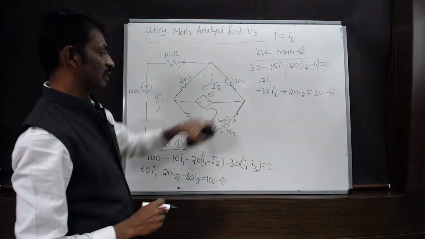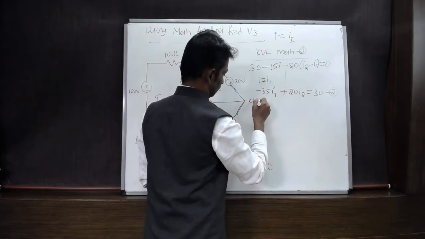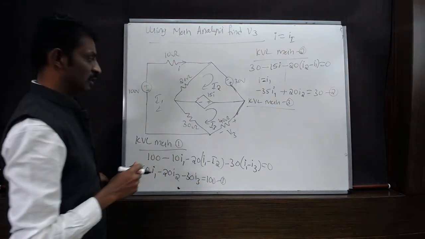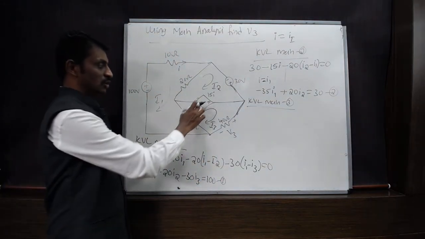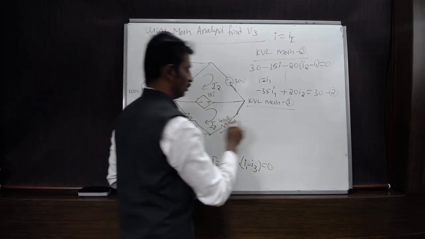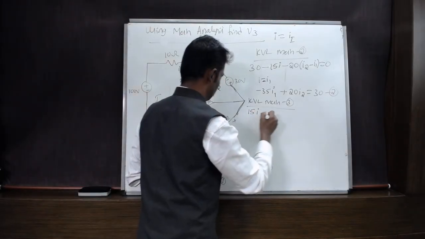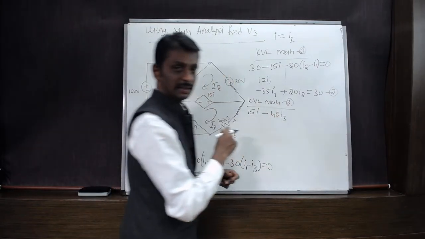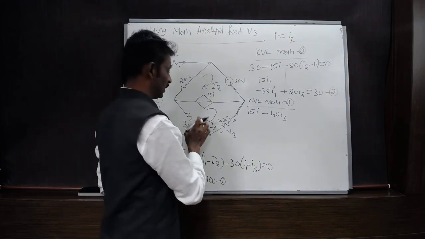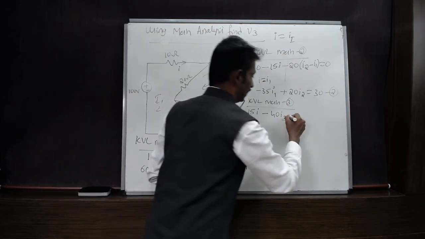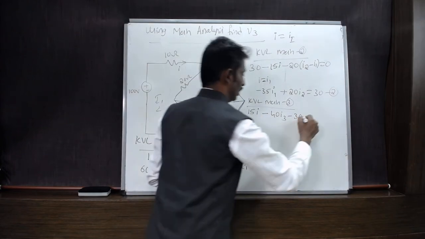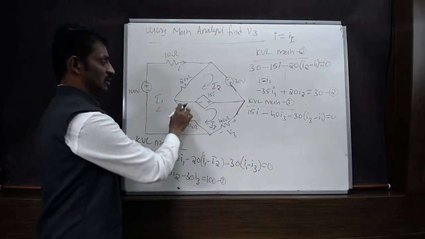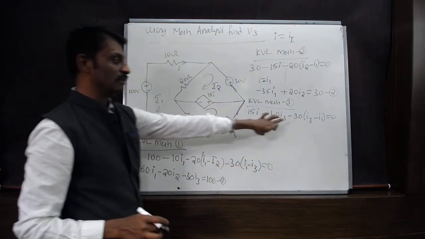Similarly, apply KVL for mesh 3. You can start from this dependent voltage source. The current is entering the negative and leaving the positive, so this is raising the voltage. We take this one as 50 I, minus the drop across the 40, which is minus 40 into I3. Here two currents are flowing, I3 and I1, so minus 30 into (I3 minus I1) is equal to 0. If you come back here, no other resistors are connected.